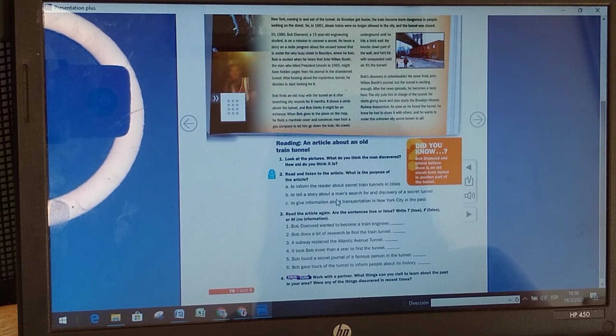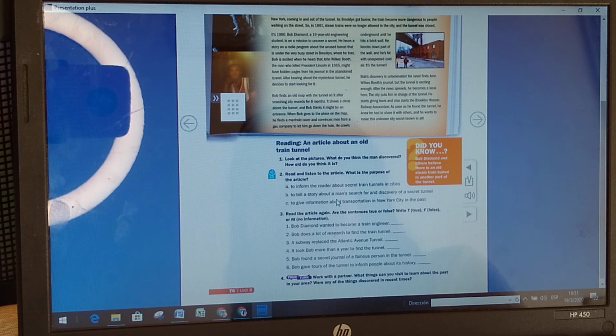Now, read the article again and write true or false for the sentences. But look, NI for no information. Pause the video, read it again, and then check your answers. Now I'm going to give you the answers. 1. Bob Diamond wanted to become a train engineer. There is no information. Bob does a lot of research to find the train tunnel. That's true. A subway replaced the Atlantic Avenue tunnel.